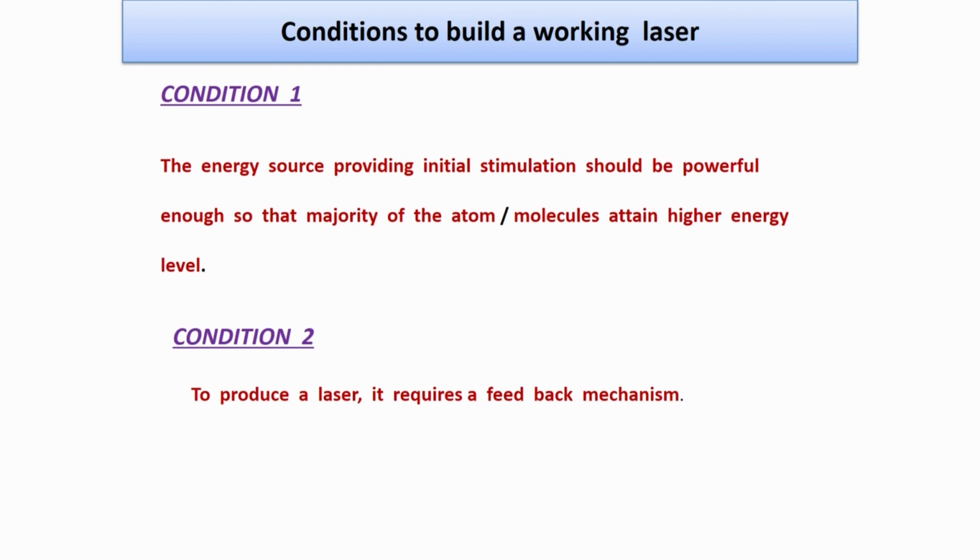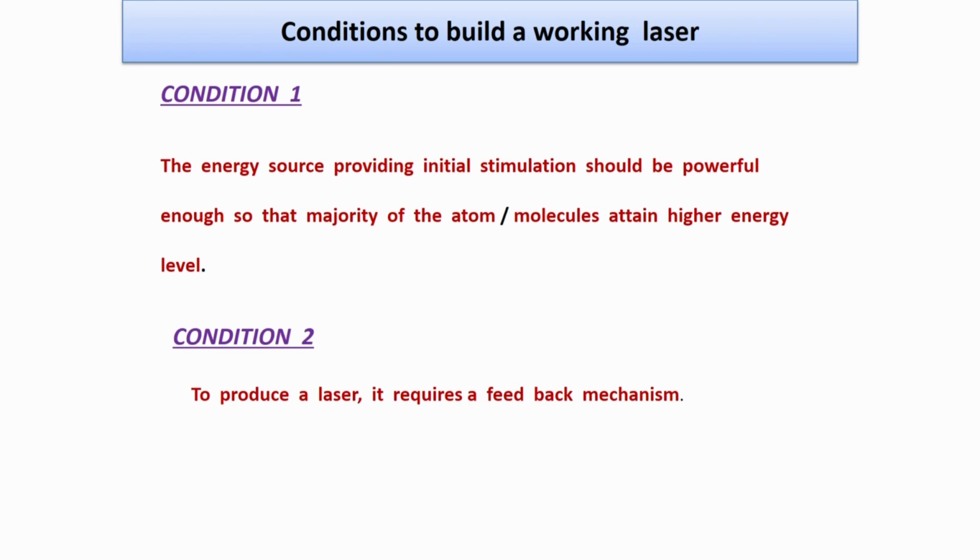If the majority of the atoms are not in the higher energy state, it will not generate photons while decaying back. So most of the atoms in the lasing medium should be at the higher energy level. You need an external source like heat or light so that most of the atoms can be in the higher energy level. Now condition 2 is that to produce a working laser, it needs a feedback mechanism.